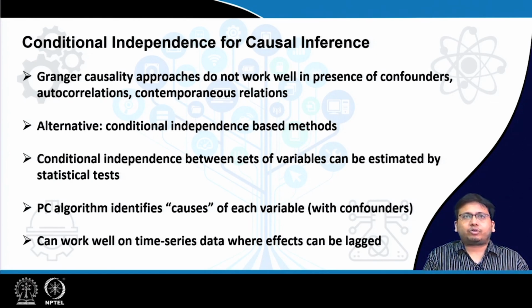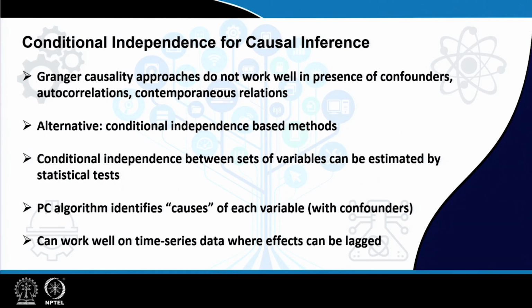Then an alternative is to go for conditional independence based methods, which aim to identify these confounders and remove them with the help of the concept of conditional independence. So conditional independence between sets of variables can be estimated using statistical tests. Conditional independence is different from normal independence between two variables, in the sense that, let us say we have three variables x, y and z.